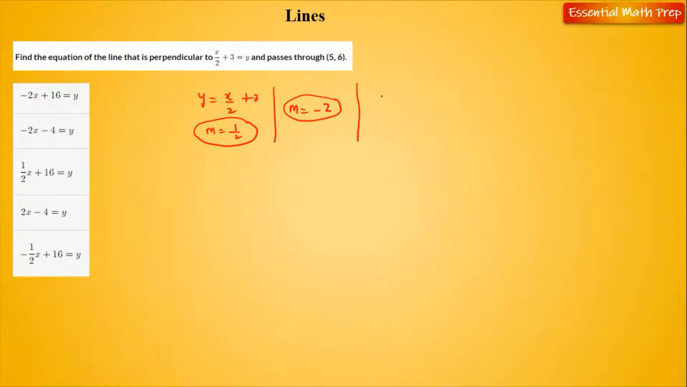So the tentative equation of the new line is negative 2x plus c. And we know it passes through (5, 6). So we know x is 5, y is 6. So 6 equals negative 10 plus c, c equals 16. So y equals negative 2x plus 16, right?